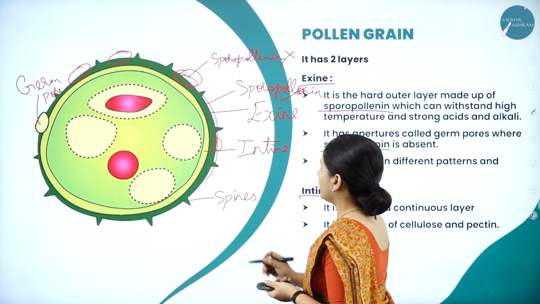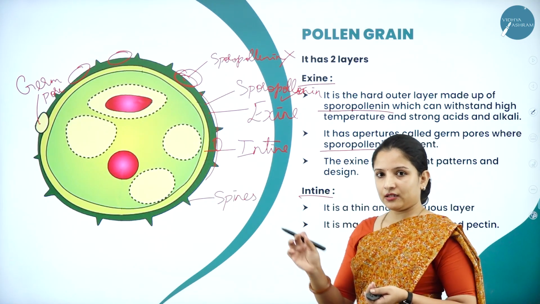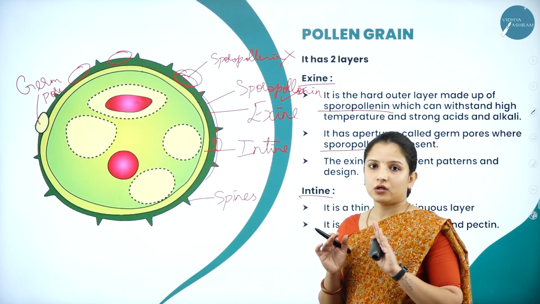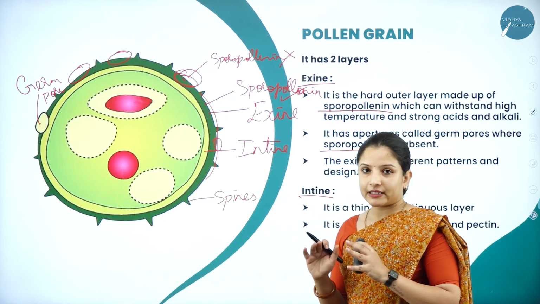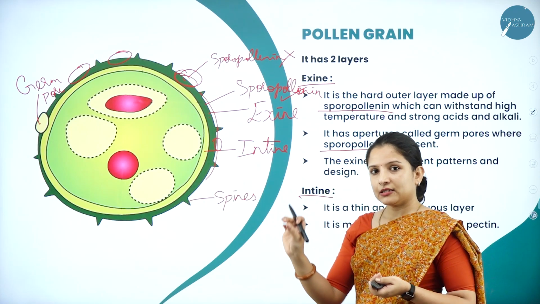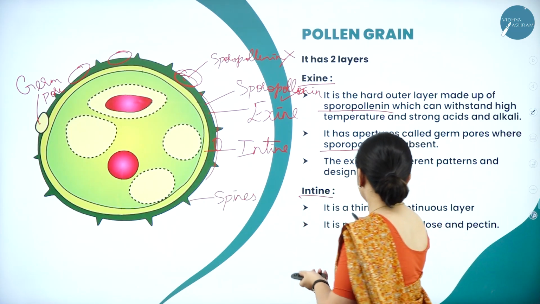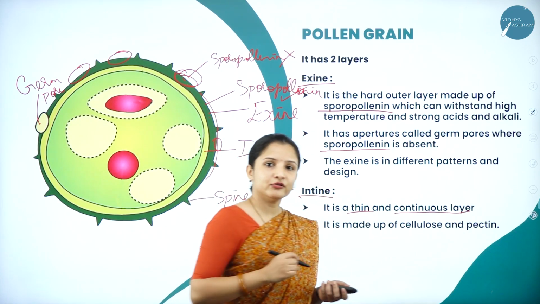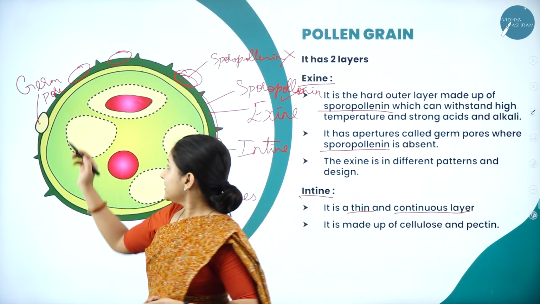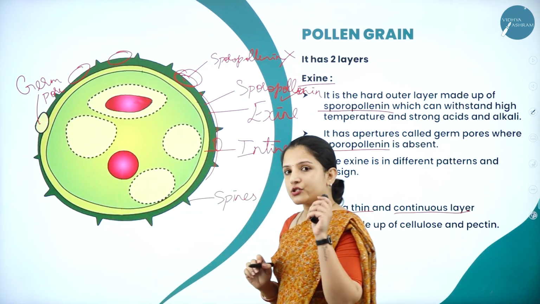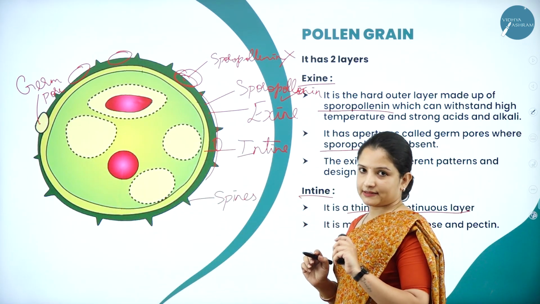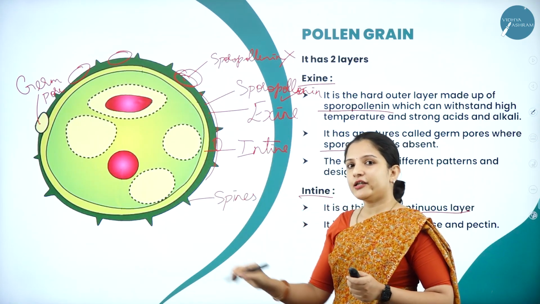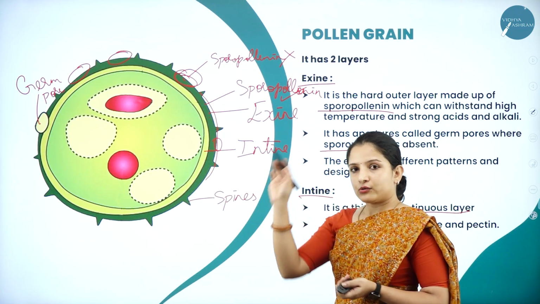The intine of the pollen grain is very thin. Why? Because most of the protection work will be done by the exine itself. So intine is a thin and continuous layer. Why is intine continuous? Because in intine, germ pores are not present. The germ pores are present only on the exine, but in the intine, the germ pores are absent. That is why it is a continuous layer. At a stretch, it surrounds the pollen grain.